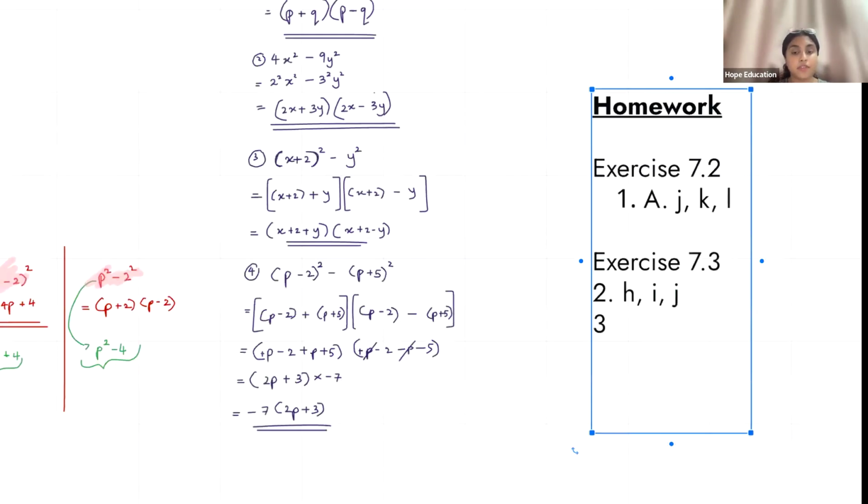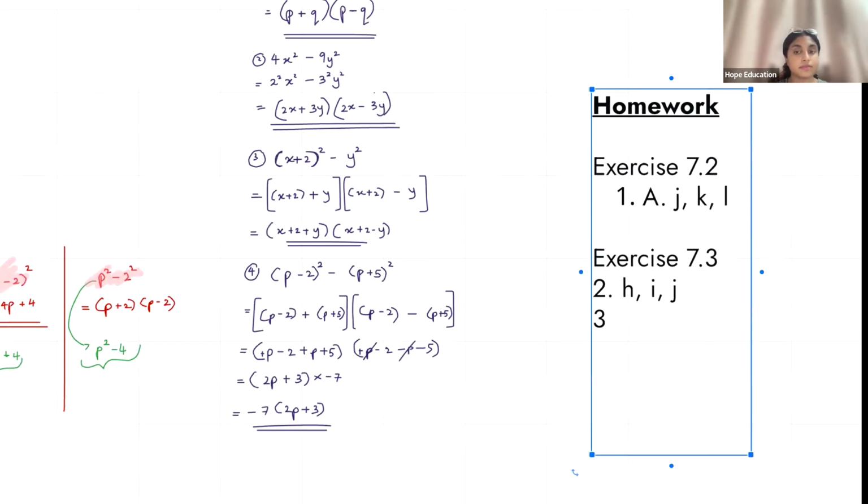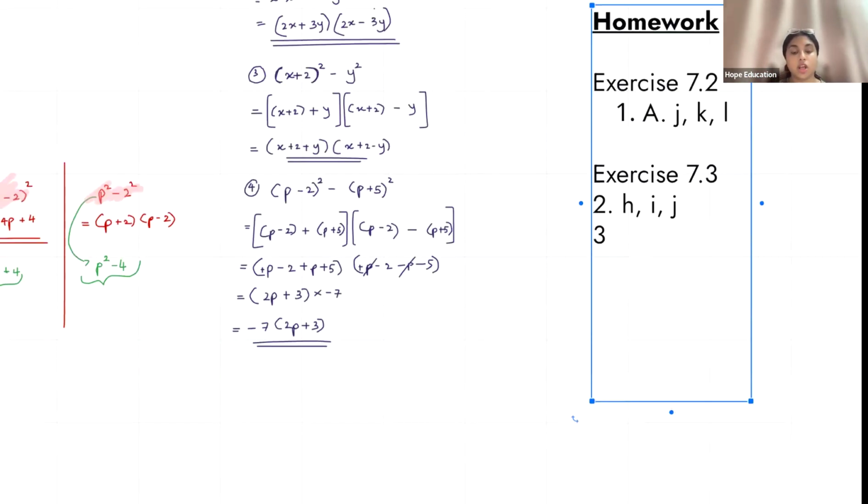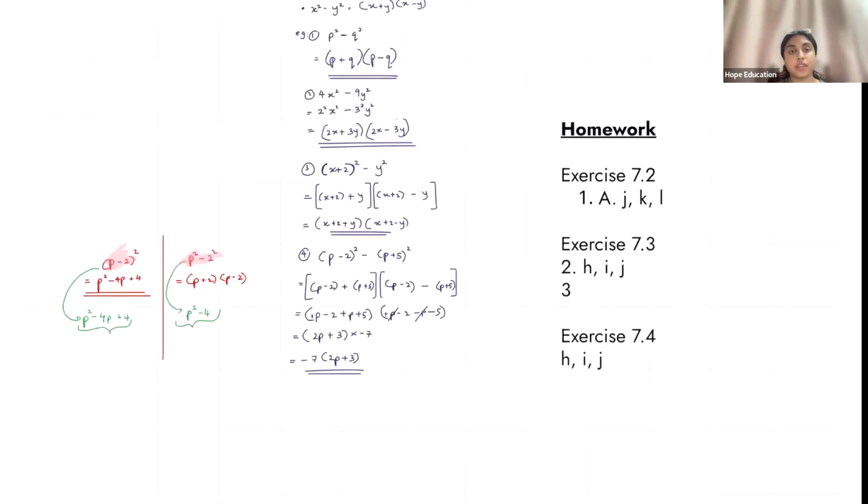Then exercise 7.4. Do HIJ. Yeah, do these questions and come for next week. This is all for the homework.